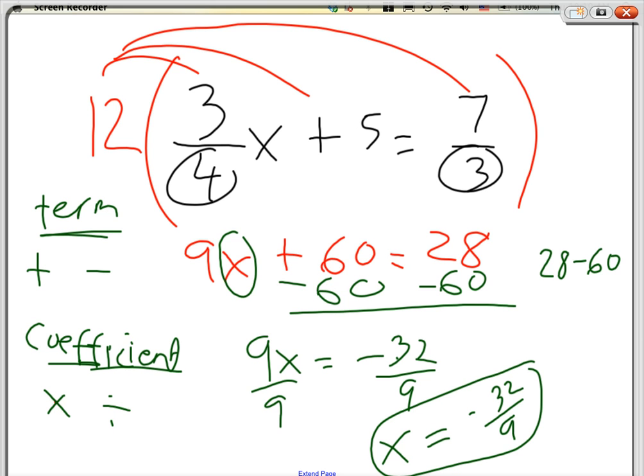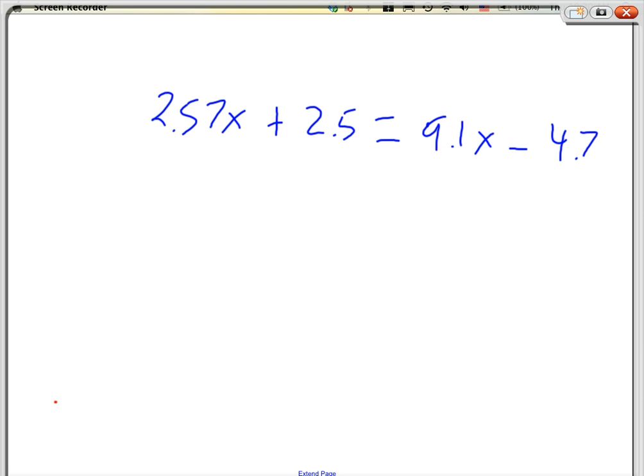Any questions? Okay, so let's now make it a bit harder. Let's introduce the concept of clearing decimals. We talked about that before, but it's a good way to review it. Imagine I have something like this: 2.57x plus 2.5 equals 9.1x minus 4.7. For instance, that's the problem I have.